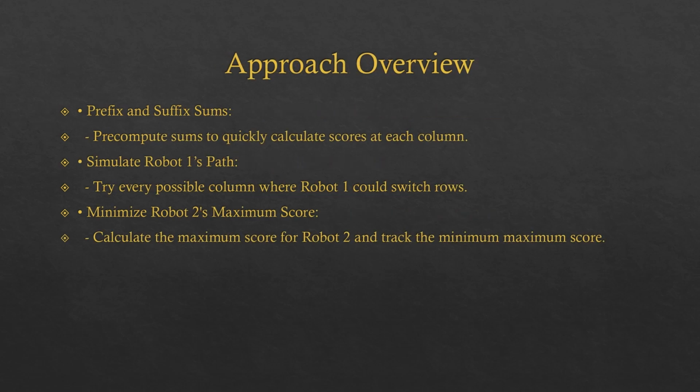To solve this problem effectively, we can break the approach into a few key steps. Prefix and suffix sums: we will pre-compute prefix and suffix sums for both rows to calculate scores quickly. Simulating robot 1's path: we will simulate all possible columns where robot 1 could switch from the top row to the bottom row. Minimizing robot 2's maximum score: we will track the minimum of the maximum scores that robot 2 can achieve based on robot 1's move.